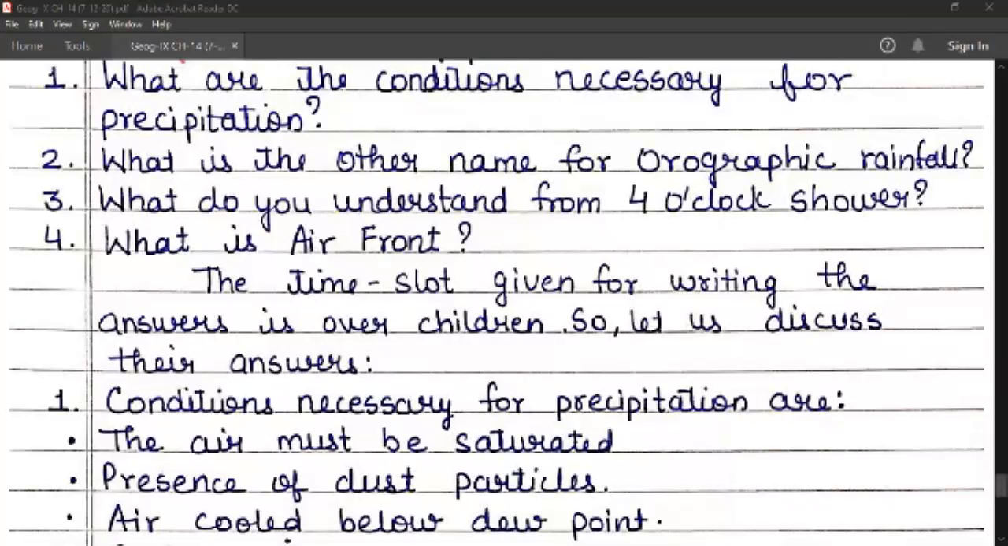Now, students, let us recapitulate the topic by means of a quick retest. I will ask you a few questions, after which you may pause the lesson for 5 minutes. So your questions are: What are the conditions necessary for precipitation? What is the other name for orographic rainfall? Question number 3. What do you understand from 4 o'clock showers? Question number 4. What is an air front?